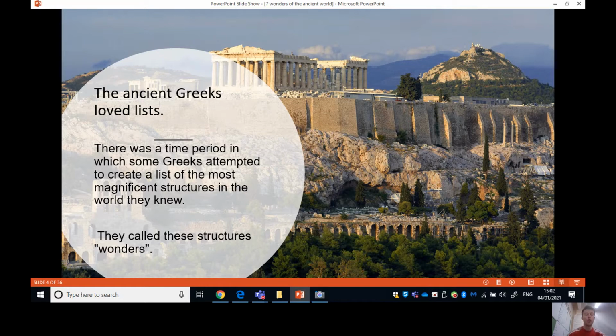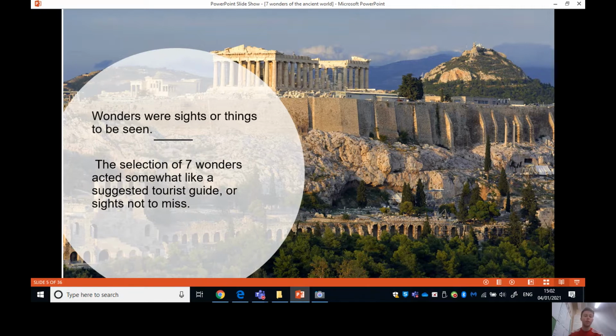They called these structures wonders, which derives from the word wonderful. So wonders were sights or things that deserved to be seen. They were wonders and they really encouraged people to see them. The selection or the choice of 7 wonders that the ancient Greeks chose acted somewhat like a tourist guide or a site not to miss.